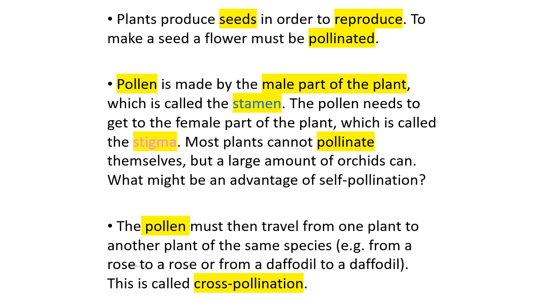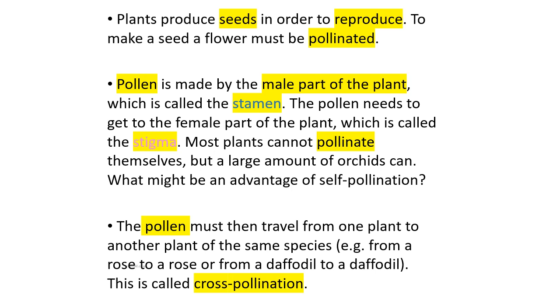So plants produce seeds in order to reproduce. To make a seed, a flower must be pollinated. Pollen is made by the male part of the plant, which is called the stamen. The pollen needs to get to the female part of the plant, which is called the stigma.